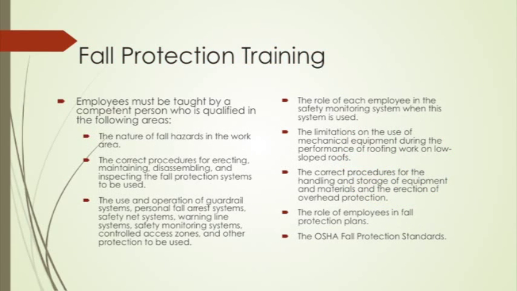Fall protection training must take place by a competent person who is qualified in the given areas. An OSHA competent person is defined as one who is capable of identifying existing and predictable hazards in the surroundings or working conditions which are unsanitary, hazardous, or dangerous to employees, and who has authorization to take prompt corrective measures to eliminate them. Make sure your employees know who the competent person is on the job site and how to reach him should a safety issue arise.